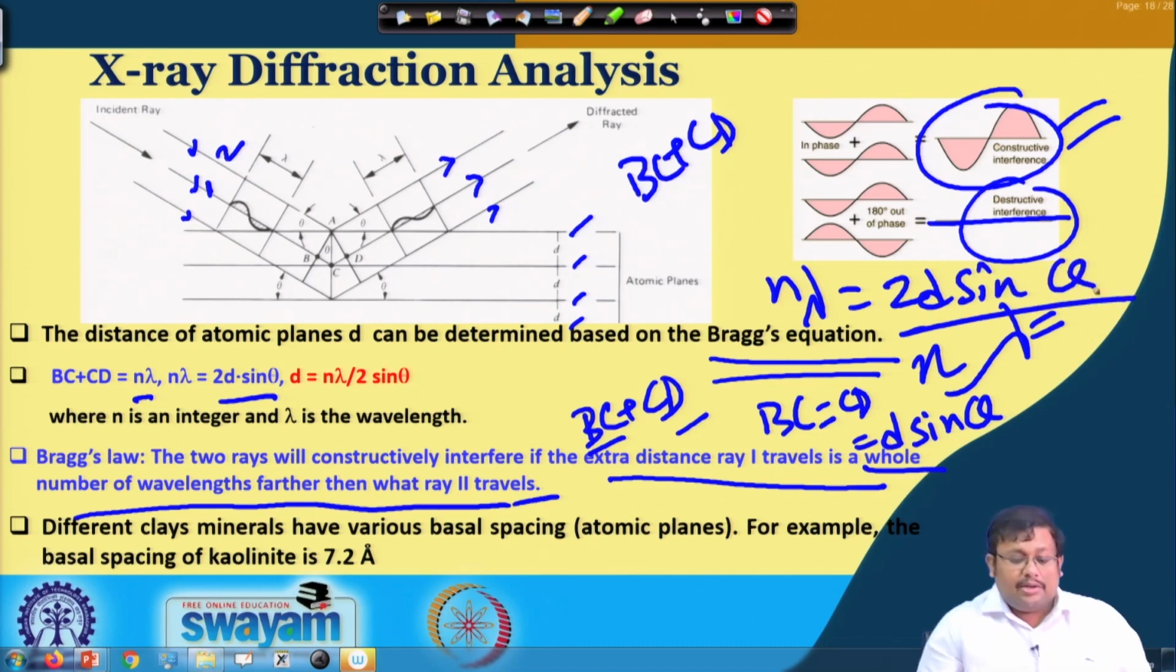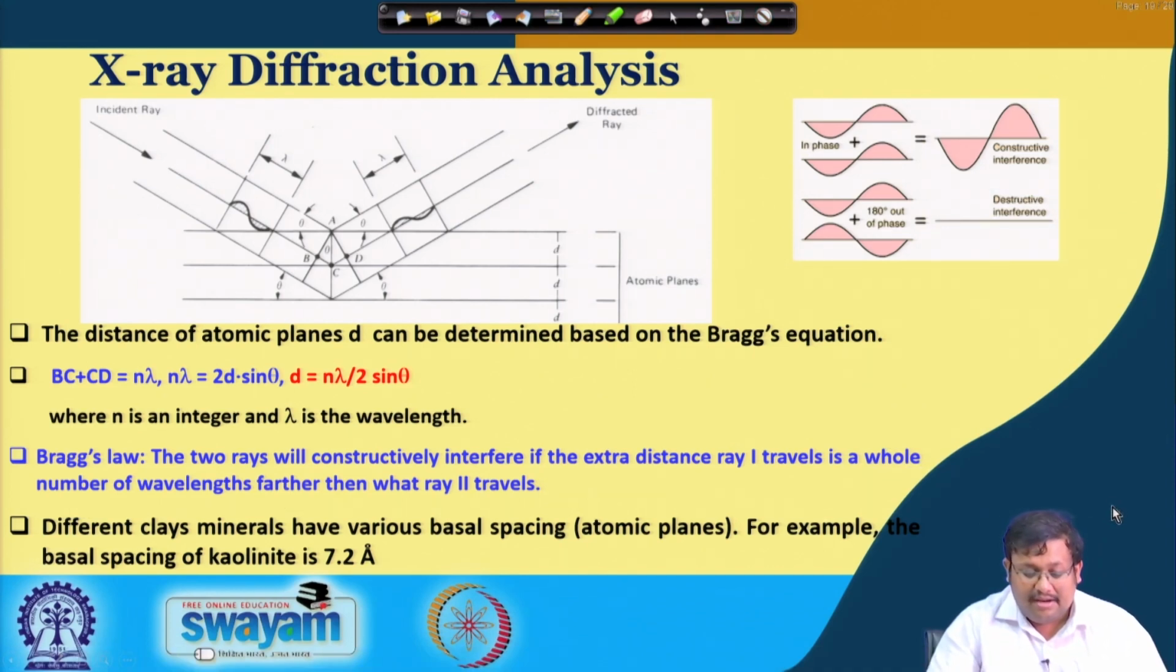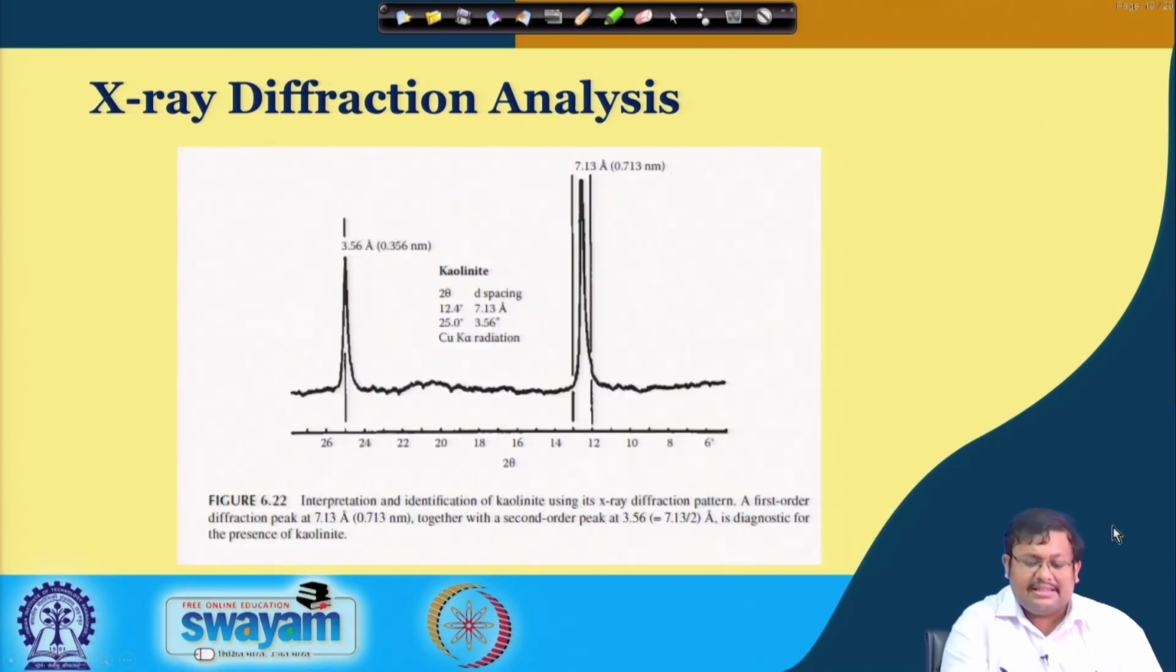This is called Bragg's equation, and based on it, if we know theta, n, and lambda, we can calculate this d-axis spacing, and from this d-axis spacing we can identify which clay mineral it is. For example, different clay minerals have different d-axis spacings. Kaolinite has 7.2 angstrom or 0.72 nanometer. You can see these are the X-ray diffraction peaks of kaolinite, the first order diffraction peak, and this is the second order diffraction peak.